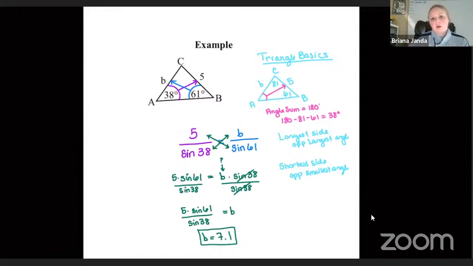We just found across from a bigger angle, a bigger side, right? 61 degrees is bigger than 38 degrees. Therefore, the side across from it, which we found to be 7.1, should be larger than the side that was across from the 38. Let's pretend that we had gotten something like 2.1. Well, that can't be the right answer because it shouldn't be shorter than 5. Okay, so just reminding you of some things that you learned back in geometry that can help you realize whether or not you have an appropriate answer for that particular missing part.